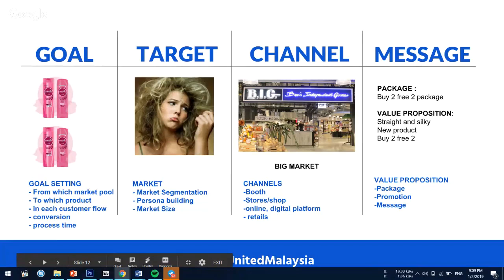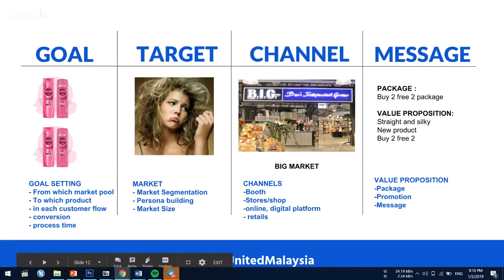And message, this is usually the most important part and also the key defining part of whether your marketing research or your marketing strategies are correct. So what is the package I'm selling as my key goal? My package is about buy two free two. Key value proposition: straight and silky, a new product, buy two free two, for example. And value proposition is everything about the value proposition itself. So this is in detail how people do market research.